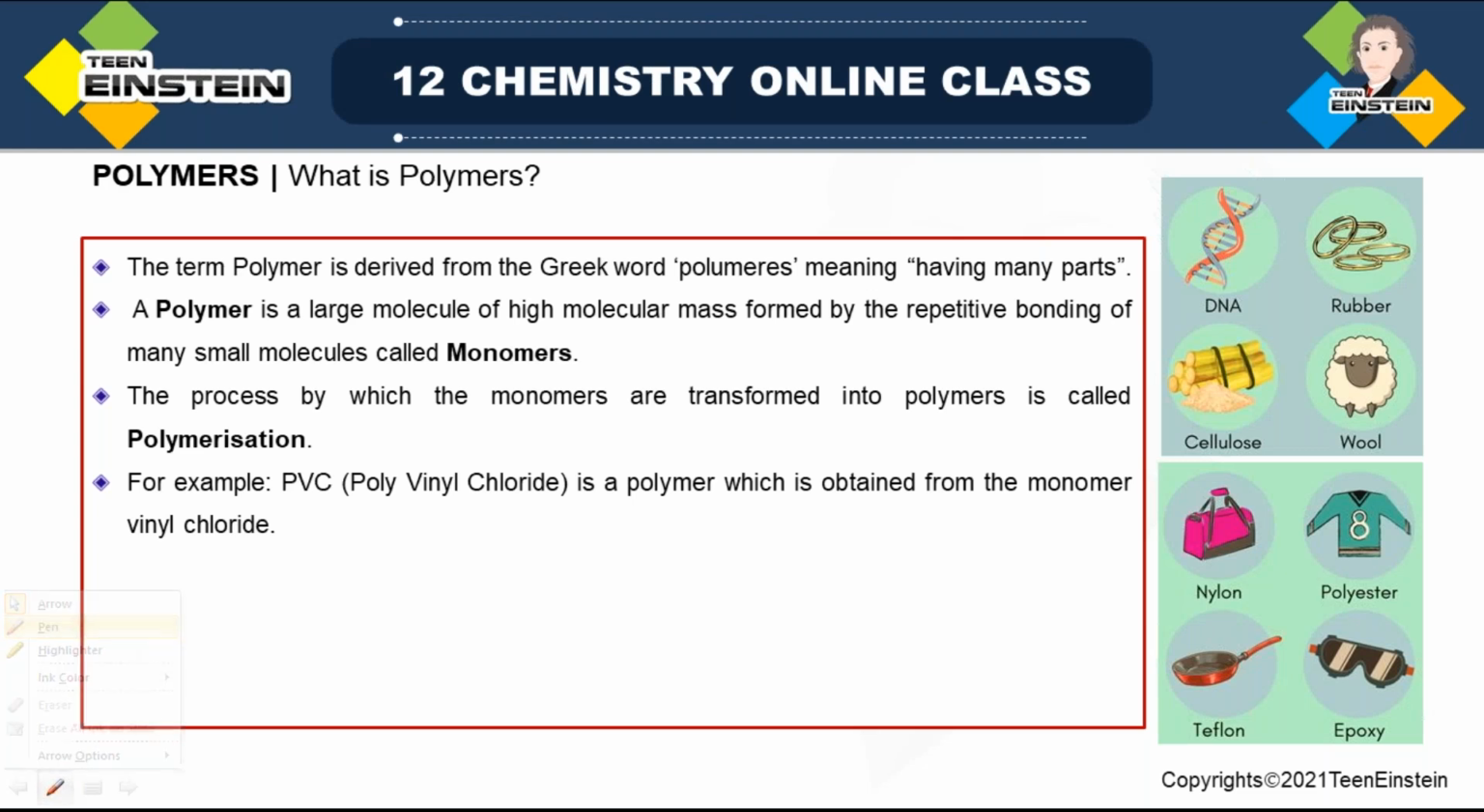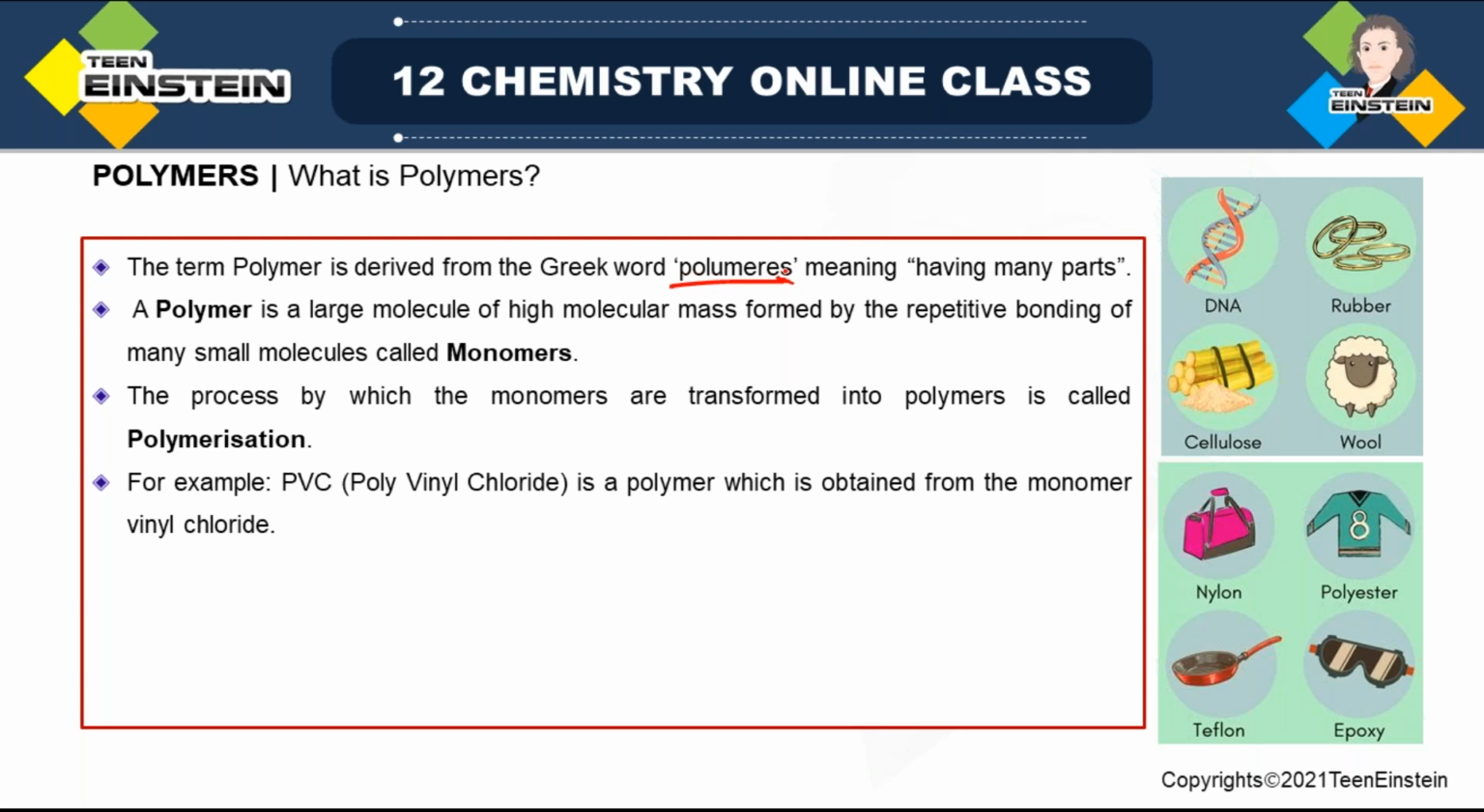Hello everyone. We are starting a new chapter today, which is polymers. So first you have to know what we understand by polymer. This term is derived from the Greek word polymeris, and this means having many parts. Now, having many parts, you have also seen in the last chapter that we have finished, which is biomolecules.